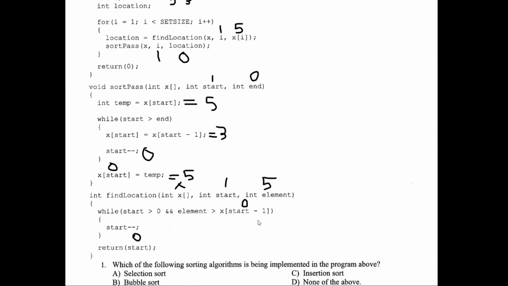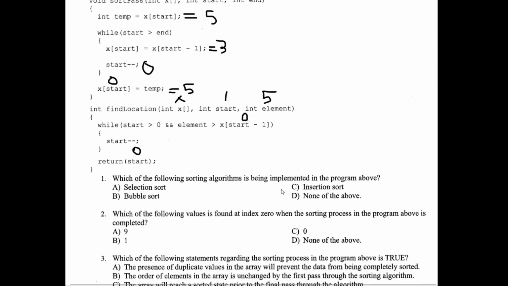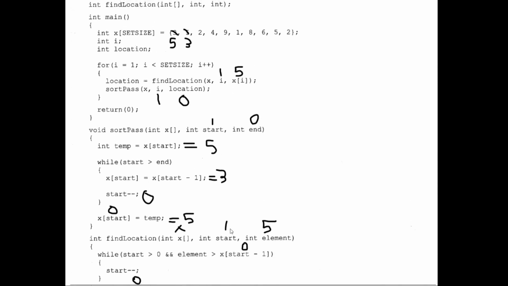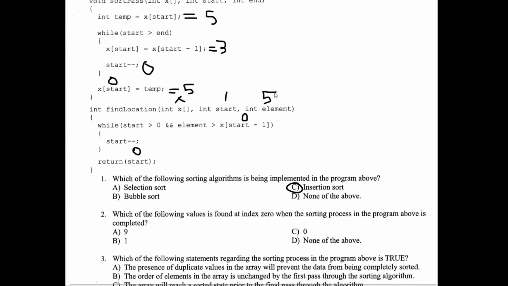So that answers our first question. The correct sorting algorithm is, in fact, insertion sort. And then question 2, which of the following values is found at index 0 when the sorting process in the program above is completed? Now, I just said that it's going to be going from the biggest element to the smallest element, so we have to look and find the biggest element in the list or this array, and it is 9. So the answer to 2 is going to be A.